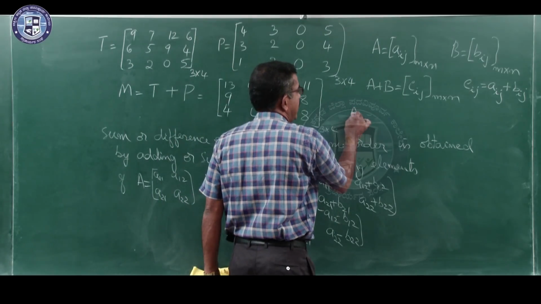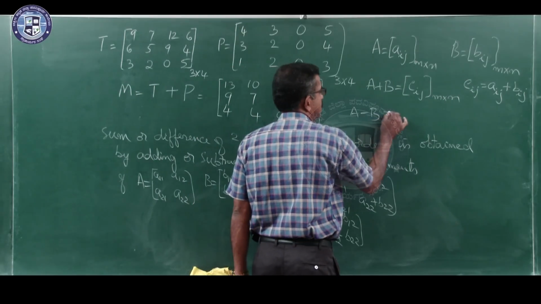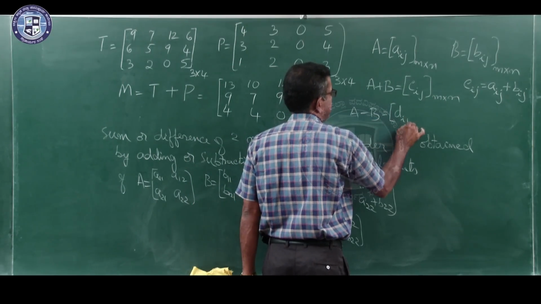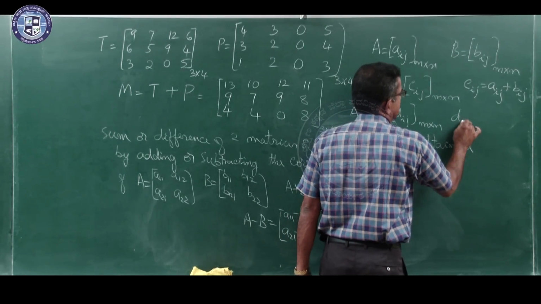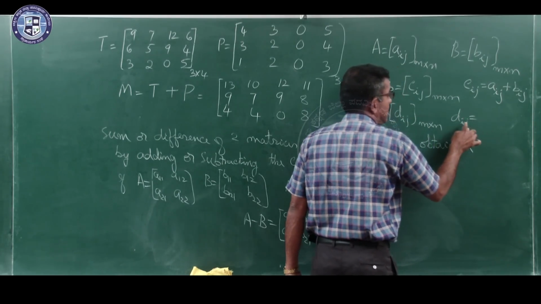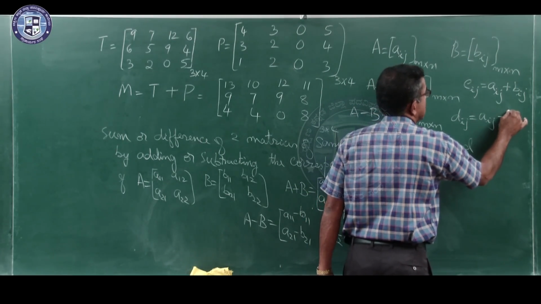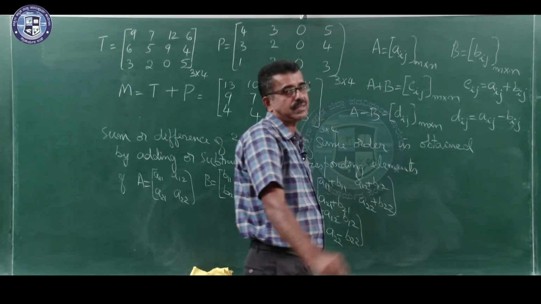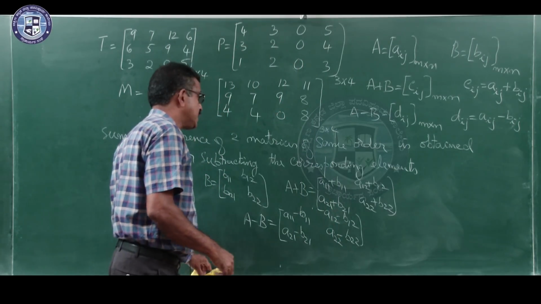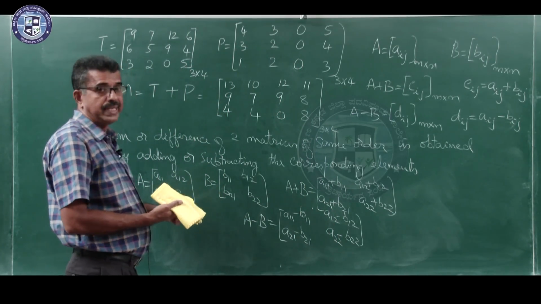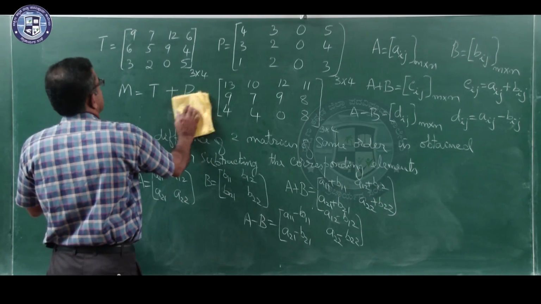Now, what would be A minus B? A minus B would be a matrix I call Dij. The order must be the same, m cross n. What is Dij? Dij is the element in the ith row and jth column. It is Aij minus Bij, because we need to subtract. So, this will be the case. Are you clear? Okay. So, shall we continue with the next operation? Any doubts about matrix addition or matrix subtraction?